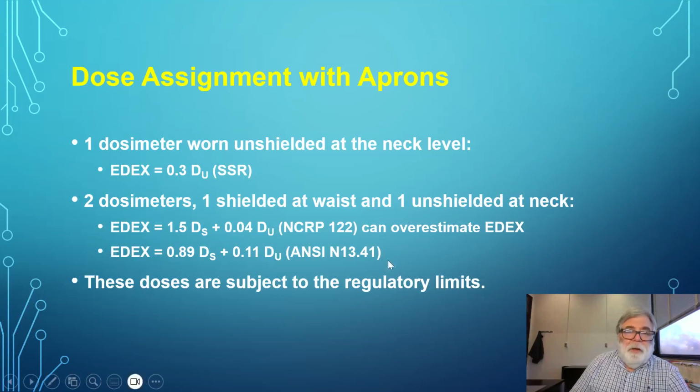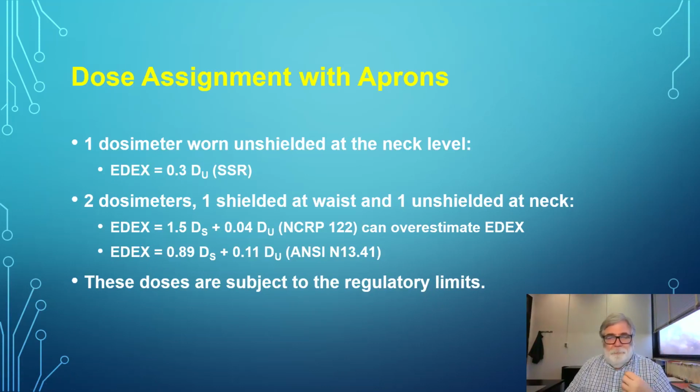Another possibility that's developed in ANSI 13.4 and 13.41 is another approach that takes 0.89 of the shielded dosimeter, so all the compartments that are shielded, plus 0.11 of the unshielded dosimeter, and add those together to get your effective dose equivalent. And so that may be the one that's most beneficial. Then whatever this external effective dose equivalent we come up with, that's going to be subject to the regulatory limits. The unshielded dosimeter on the neck is going to be a surrogate for the eye. It has to be less than 15 rem.